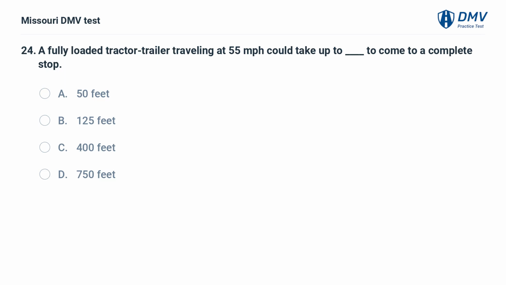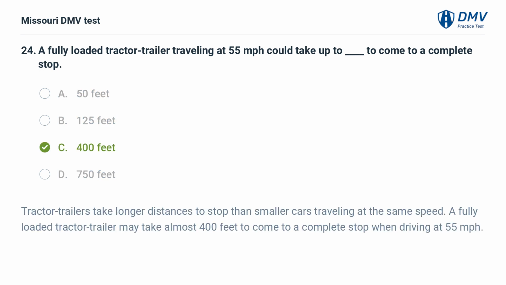A fully loaded tractor-trailer traveling at 55 miles per hour could take up to fill in the blank to come to a complete stop. A. 50 feet. B. 125 feet. C. 400 feet. D. 750 feet. C. 400 feet.